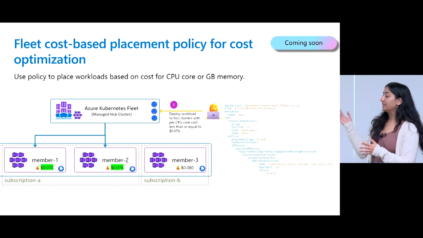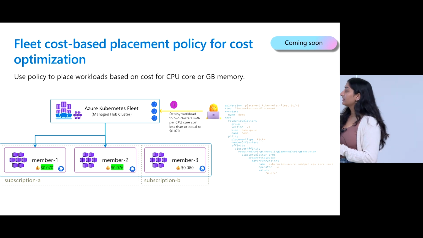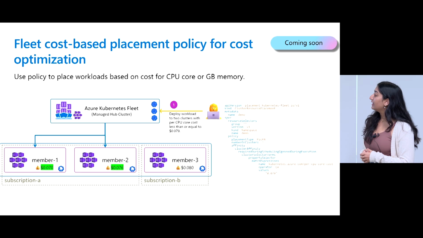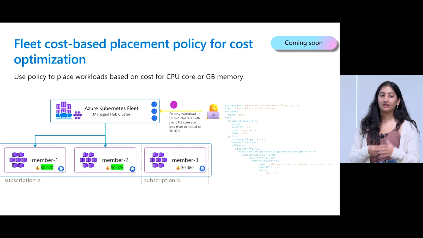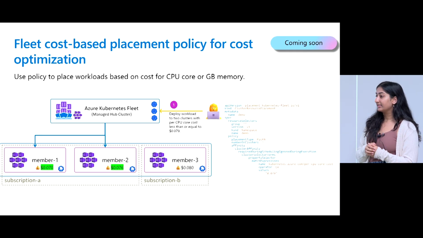And this is coming soon, but this is an example of what that would look like. So you'd first deploy the workload onto the clusters, and then Fleet would take care of automating what the placement would be. Sorry, deploying onto the hub cluster, and then the hub cluster automates what the placement is after that.